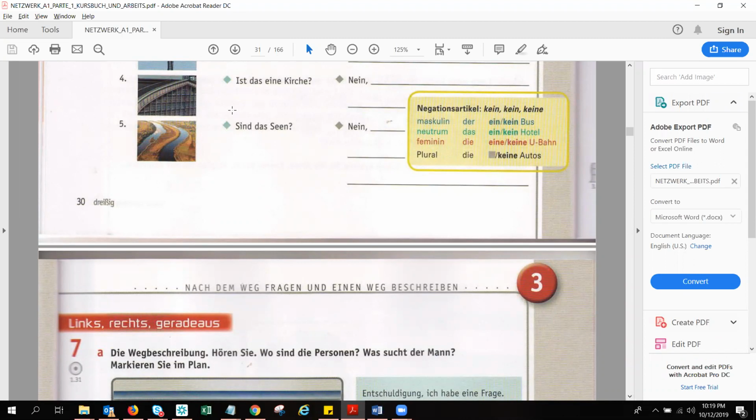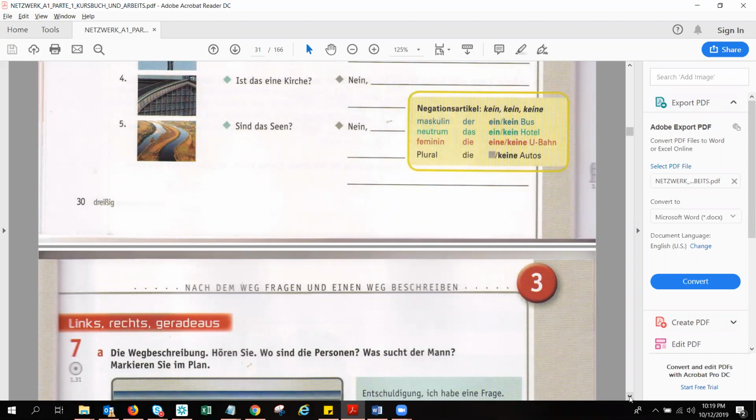So it is not ocean. So we have to say there. So no, right? For plural, we don't use ein, einer, but we use kein, keiner. We use the negative, not the indefinite article. Okay, so it would be nein, das sind keiner sehen.